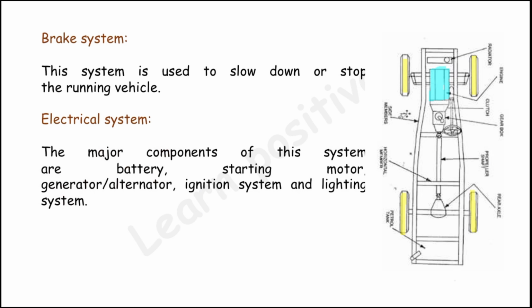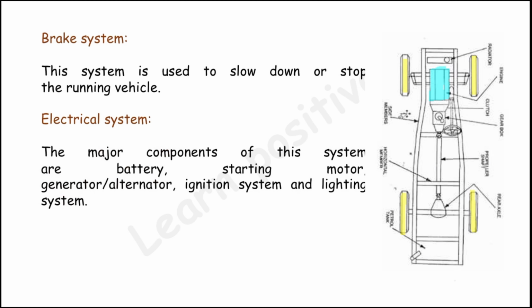If the vehicle speed is lower than the brake efficiency, the vehicle will stop automatically. So the purpose of the braking system is to slow down the vehicle, not to stop it, but ultimately the power of the engine is reduced, the vehicle speed slows down, and the vehicle is stopped. So this is the braking system.